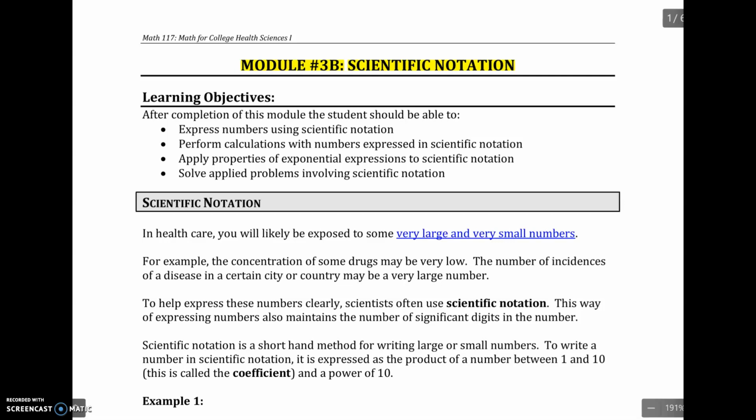So in scientific notation, the reason that we come across this topic is because often we are exposed to very large or very small numbers. Here's a good example: some concentrations of drugs may be very low, so a very, very small number, or you might have the numbers of incidences of a disease that have a very large number. And so we can express these numbers in a more compressed format or more clearly using something called scientific notation.